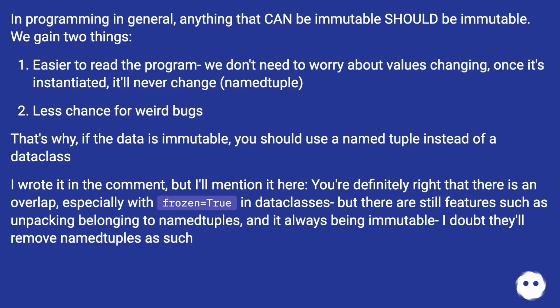I wrote it in the comment, but I'll mention it here. You're definitely right that there is an overlap, especially with frozen=True in data classes, but there are still features such as unpacking belonging to NamedTuples, and it always being immutable. I doubt they'll remove NamedTuples as such.